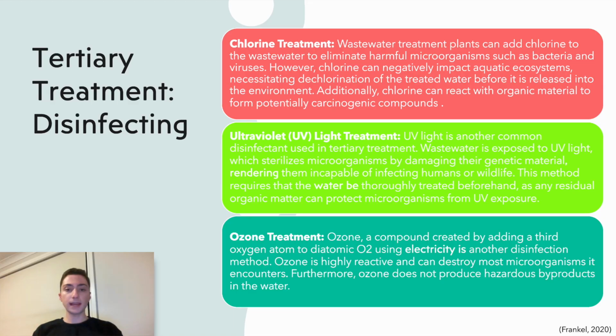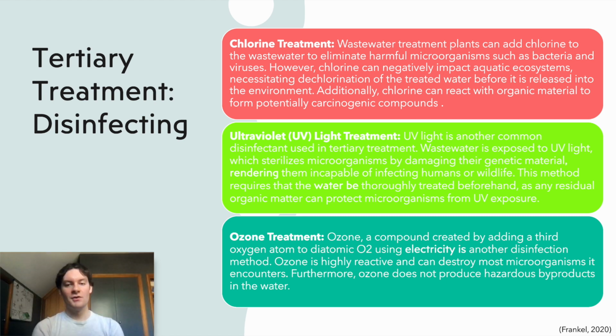Wastewater treatment plants can add chlorine to the wastewater to eliminate harmful microorganisms such as bacteria and viruses. However, chlorine can negatively impact aquatic ecosystems, necessitating dechlorination of the treated water before it is released into the environment. UV light is another common disinfectant used in tertiary treatment. Wastewater is exposed to UV light, which sterilizes microorganisms by damaging their genetic material, rendering them incapable of infecting humans or wildlife.